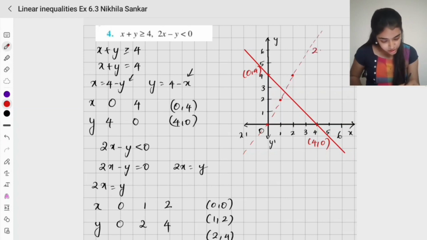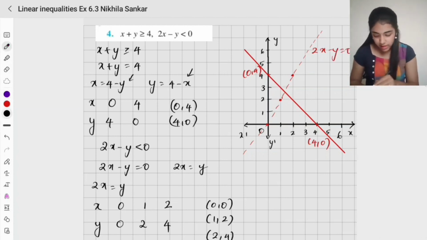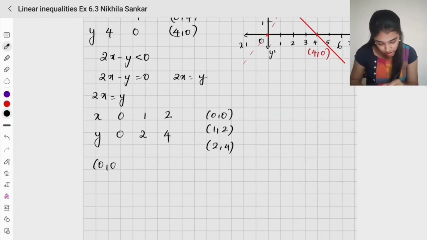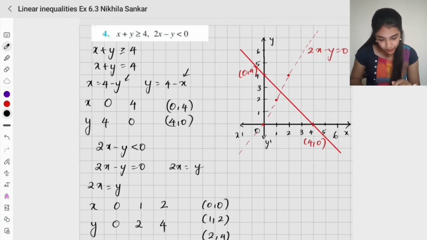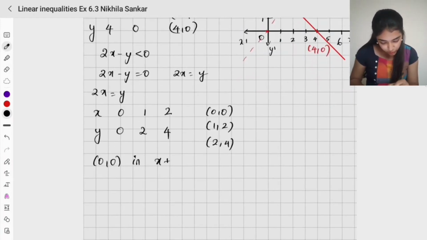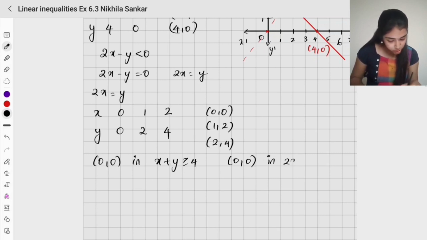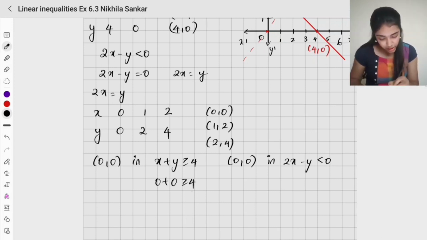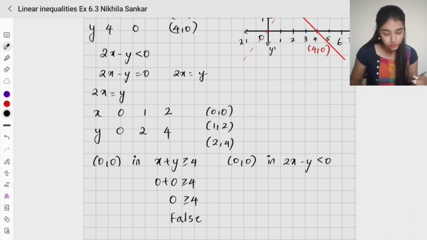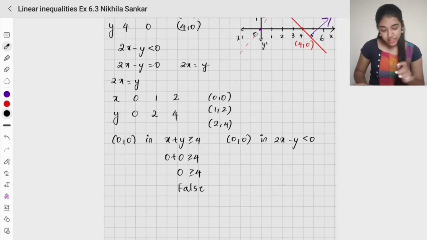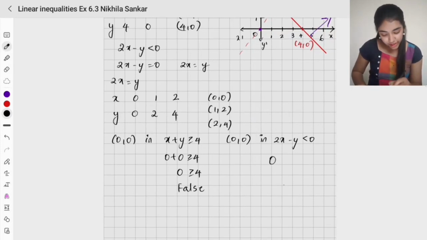So this is going to be 2x minus y equals 0. Now where is the solution set for these two? First I have to check 0, 0. So 0, 0 in the first equation, x plus y greater than or equal to 4. Secondly, 0, 0 in 2x minus y less than 0. 0 plus 0 greater than or equal to 4. 0 greater than or equal to 4, which is false. 0 cannot be greater than or equal to 4. So 0, 0 is not included. So when I substitute 0, 0 there, what happens? I have 0 minus 0 less than 0, 0 less than 0.